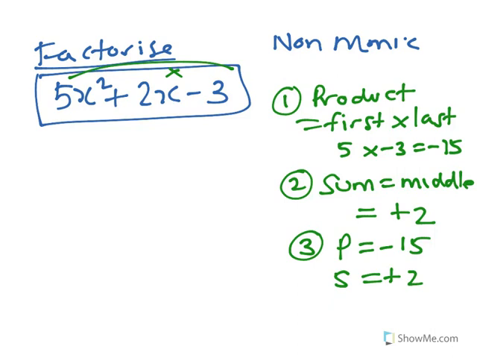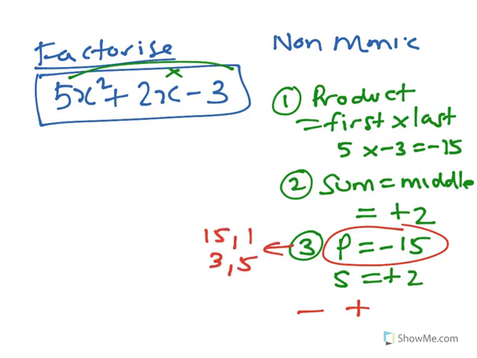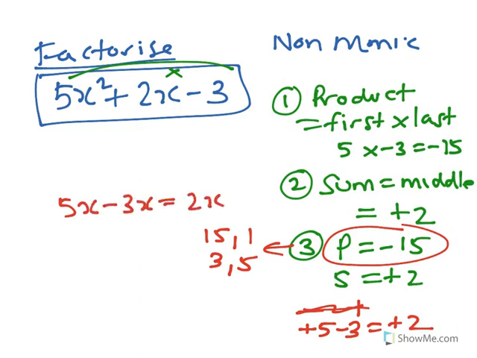Because it's a minus 15, we're going to have to go with a minus and a plus. So we're really looking at the difference between these two numbers. Let's list the factors of 15. You've got 15 and 1, and you've got 3 and 5. To get plus 2, the 3 and 5 is looking pretty good, and I'd be doing plus 5 minus 3 to get plus 2. So let's look at that. It's plus 5x minus 3x gives you plus 2x.